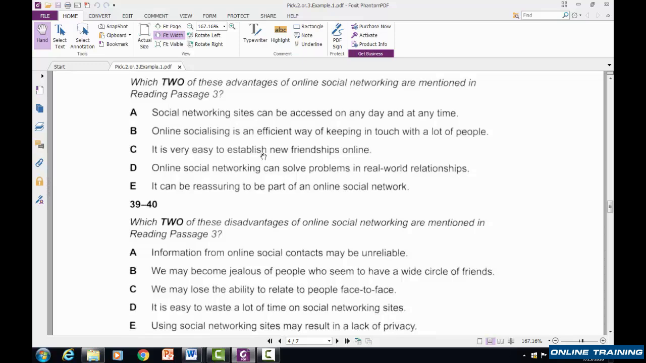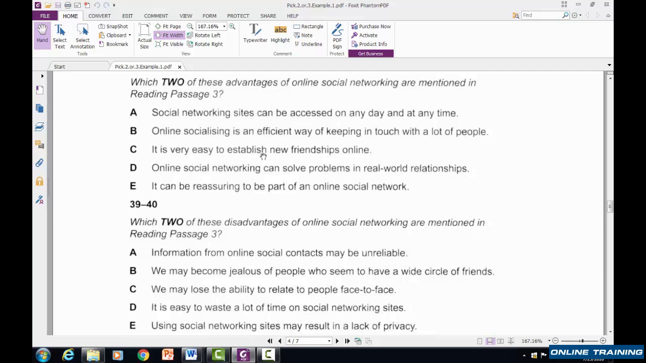So you can't just guess. You can't just look at it and guess it. Okay? You have to look and see which of these five, which are all advantages, are mentioned in the passage. Which two of the five are mentioned in the passage. Okay? So that's what makes it really a challenge when it comes to a pick two or three from a list question. Really a challenge.